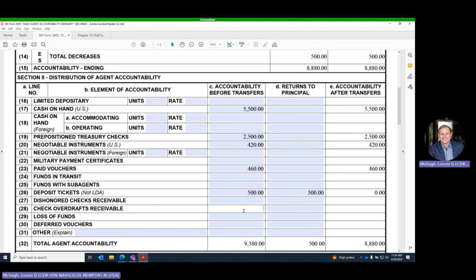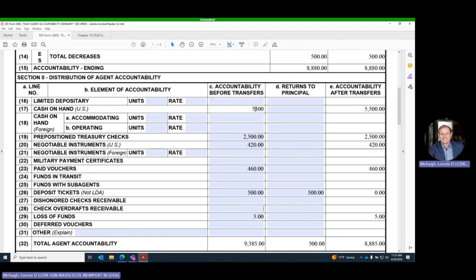Line 28, check overdrafts receivable, would be used if that dispersing officer wanted to transfer that accountability to the deputy. This is not commonly used and is typically maintained on the 2657. Loss of funds is for any funds that you would have lost. Say when you were balancing, you notice $5 was missing. So we'll put $5 here.